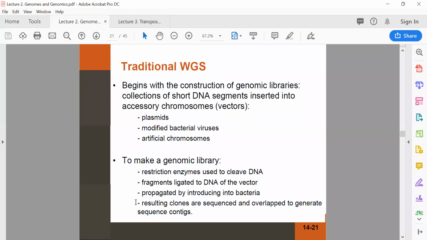So here's a description of how they make the genomic library, which I've just been talking about. Let's go through this. Restriction enzymes are used to cleave the DNA into short DNA segments. Then those short DNA fragments are ligated to the DNA of the vector, for example the plasmid. Then these are propagated, that is, lots of copies are made by introducing those vectors into bacteria, and the resulting clones are sequenced and then overlapped to generate contigs.